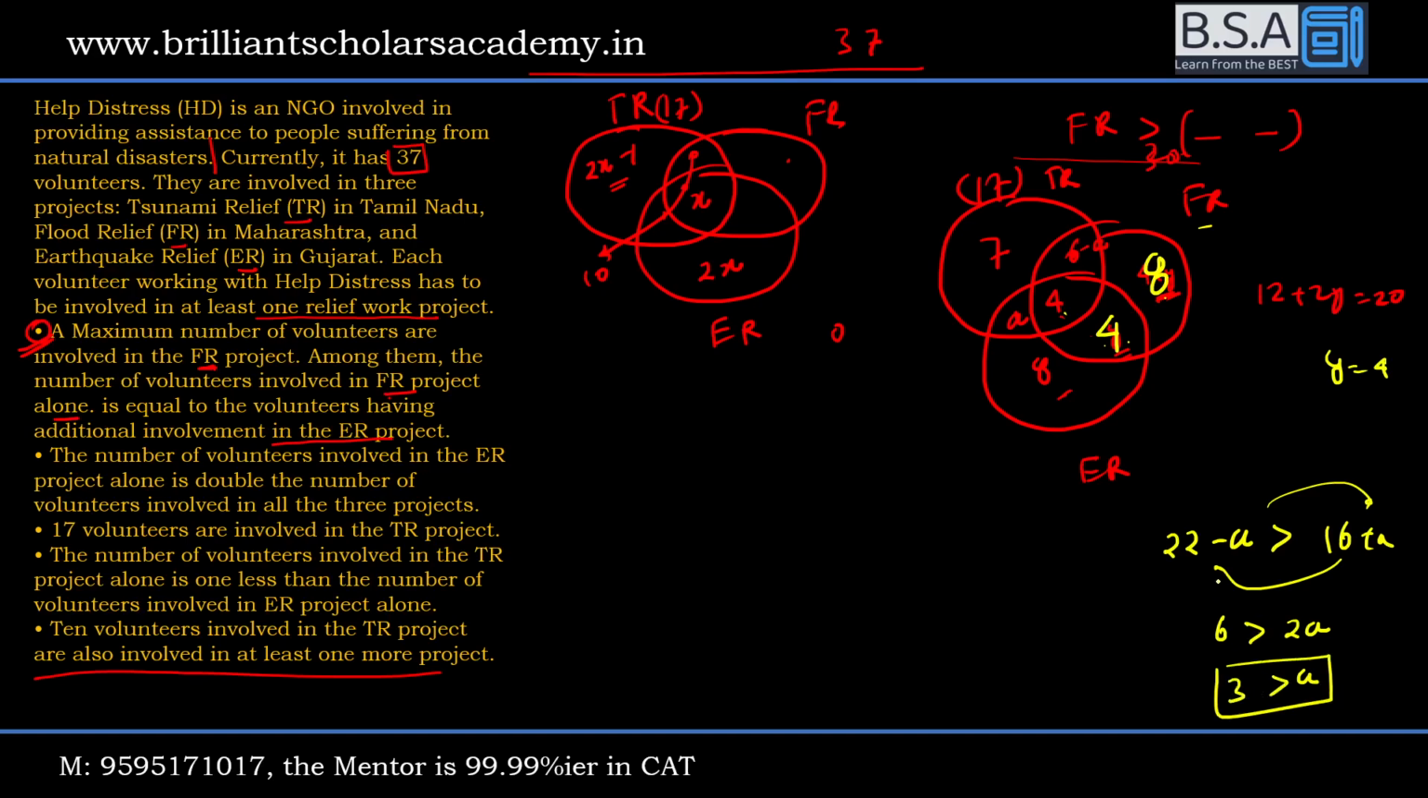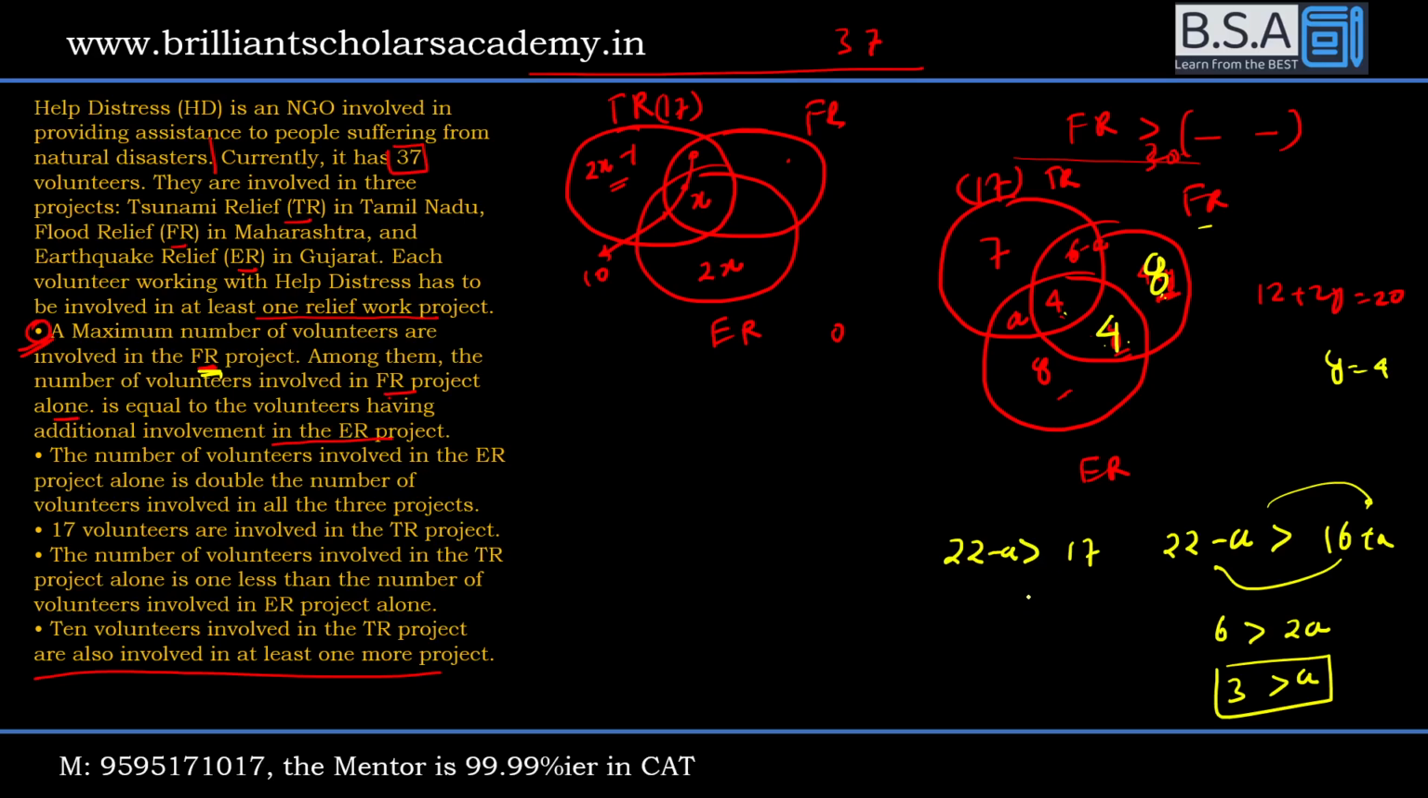Let me verify this one more time. This is A, this is 6 minus A. So FR is more than others. FR is highest. 8 plus 8, 16, 16 plus 6, 22. 22 minus A is more than this. Also, 22 minus A is more than 17 as well.